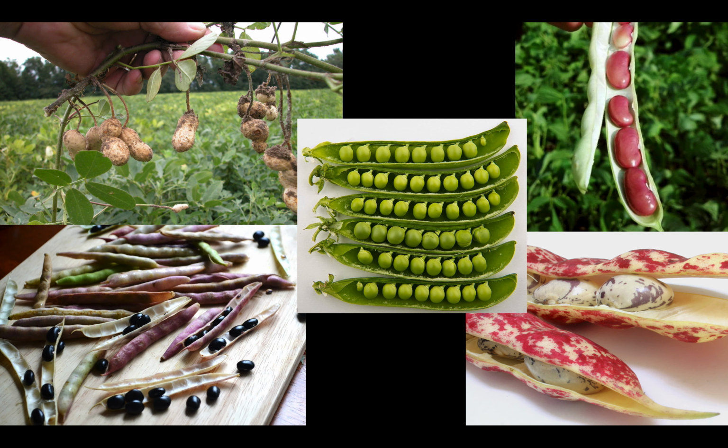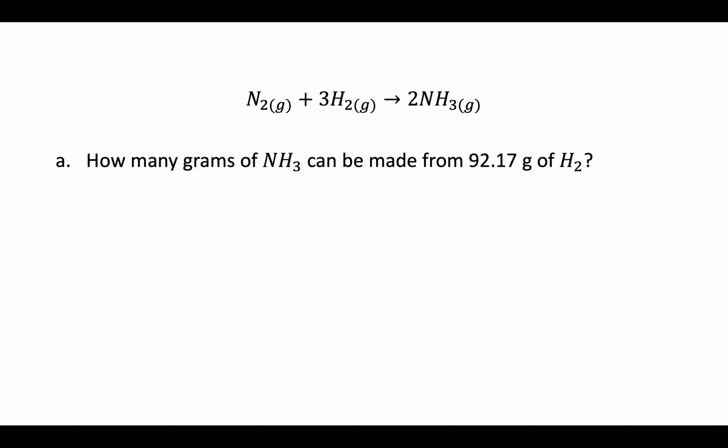Now if a human being could figure out how that enzyme works, they could save the world huge amounts of energy. In this question, though, we want to imagine if we're doing this reaction and we're trying to make fertilizer to feed people, how much can we make given that we have a certain amount? So here, the question is asking how many grams of NH3 can be made if we have 92.17 grams of hydrogen.